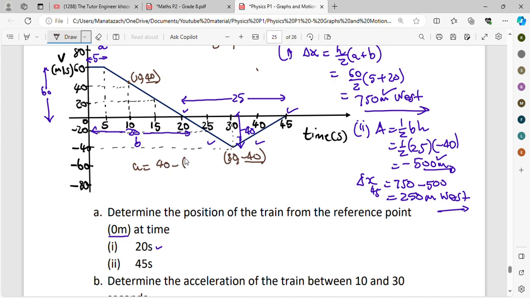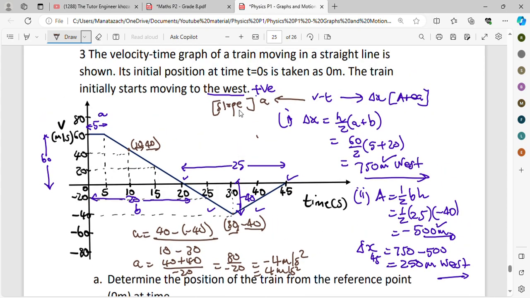So we'll say 40 minus minus 40, divided by 10 minus 30. So the acceleration is going to be 40 plus 40 divided by 10 minus 30, which is minus 20. 40 plus 40 is 80, divided by minus 20, which gives us minus 4 meters per square second. And you can simply say it's 4 meters per square second, since the positive direction is west. That means this one is going in the opposite direction, towards the east. So that's the acceleration.